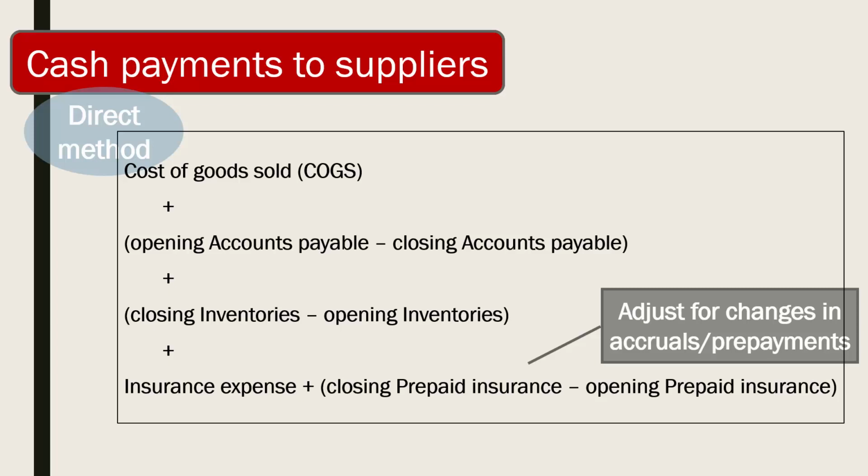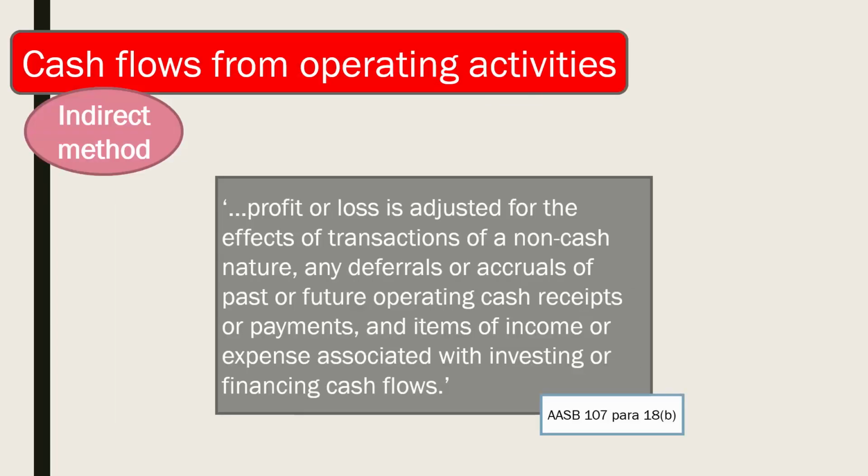For example, for an expense such as insurance, which is usually paid in advance before the expense is incurred, the cash payments for insurance would be the insurance expense in the income statement, plus closing prepaid insurance in the current year's balance sheet, less opening prepaid insurance in the previous year's balance sheet.